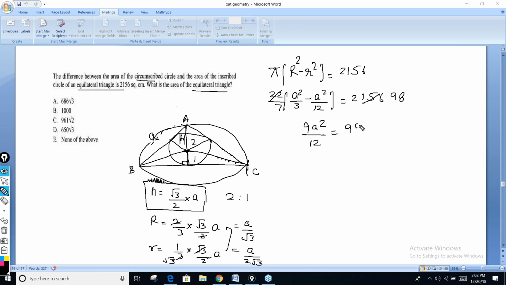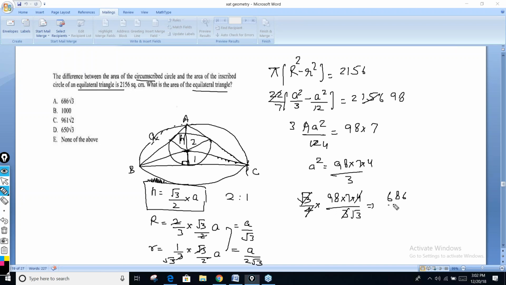And that 7 will be on this side. So that is 3, that is 4. So a square basically comes out to be 98 into 7 into 4 upon 3. What we need to find is the area of the triangle, which is root 3 by 4 side square, and the side we just got. That is 98 into 7 into 4 upon 3. That 4 will be cancelled out. So the answer is 686 upon root 3.